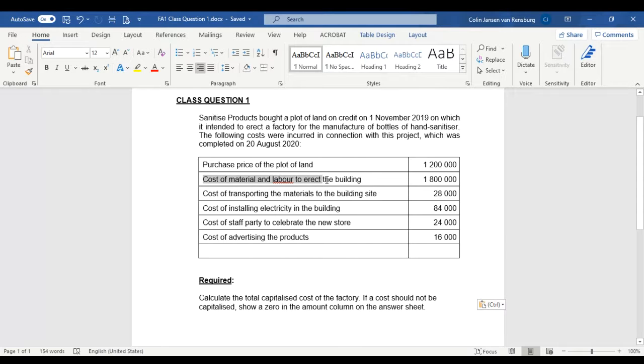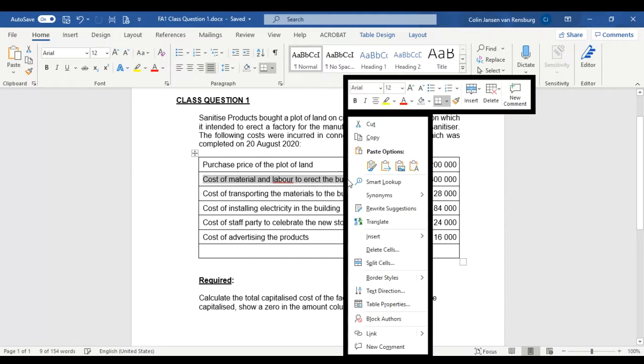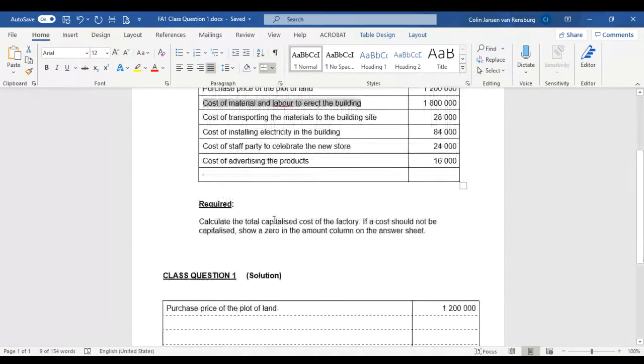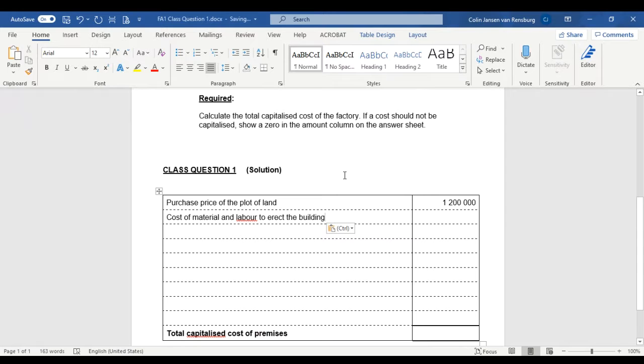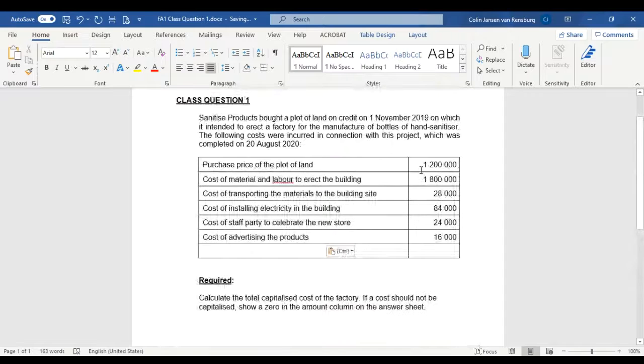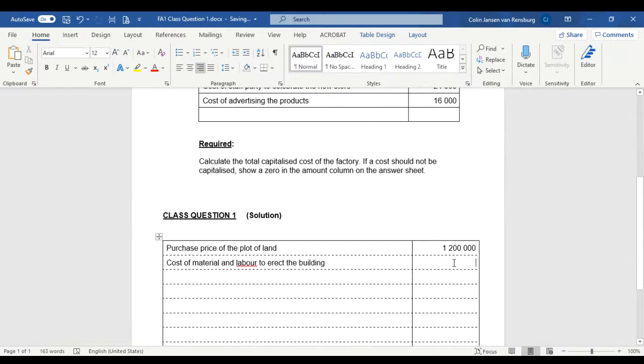So certainly that will be a directly attributable cost, and we are going to capitalize that as part of the cost of this asset. So the cost of material, which is part of our purchase price, plus the labor, both of them would be part of the cost of this particular factory. So let us go and include it there in our answer.